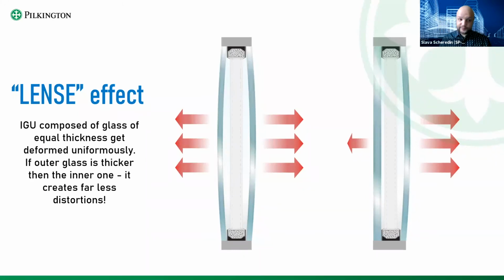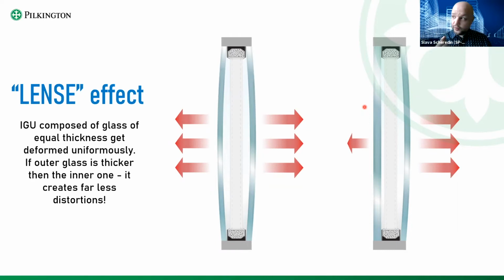For IG units in non-transparent zones, there are several rules. First, it is good for you to use thicker glass as the outside. I mean, thicker glass than the inside glass. So the outside glass thickness is bigger than the inside, so the inside glass will bend more.